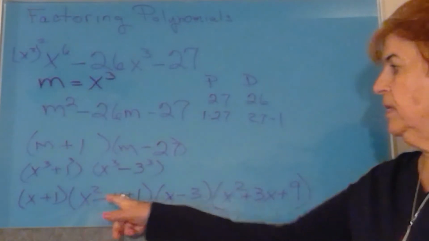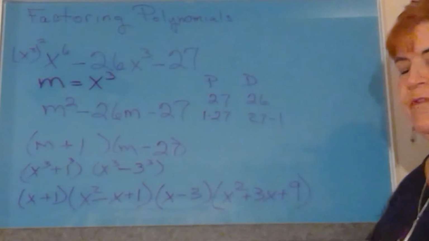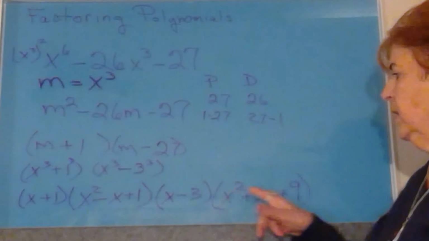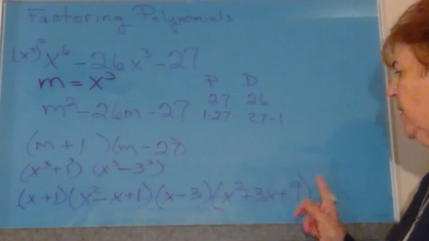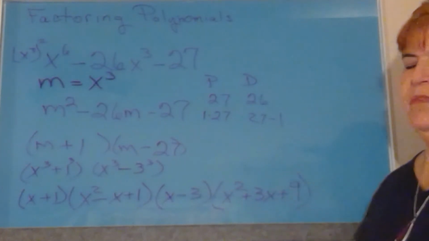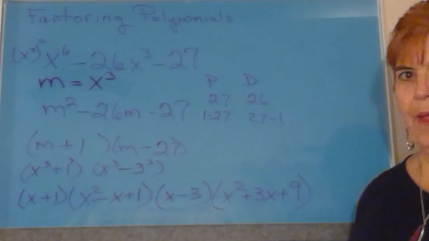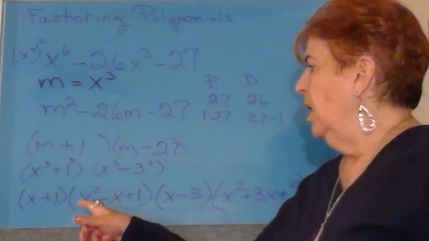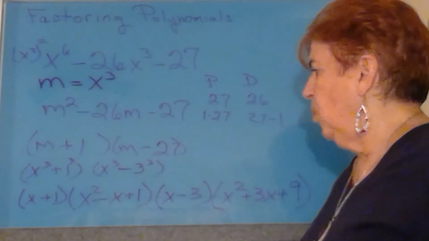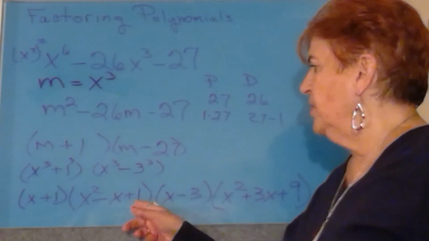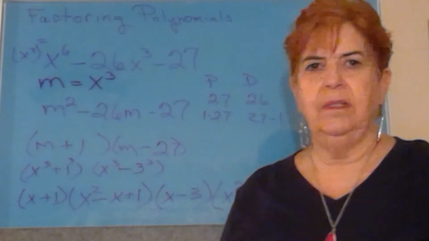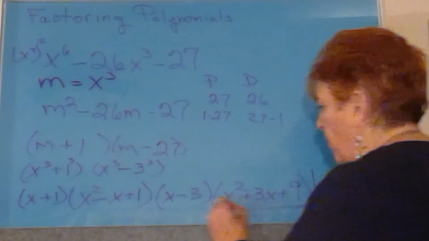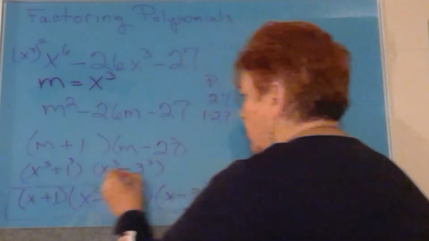You could check these to make sure that they're not factorable, but they're not. Here you would be looking for a product of 9 that has a sum of 3. That's not going to happen. Here you would be looking for a product of 1 that gives you a sum of 1. It doesn't work. So this is the final factored form. You have 4 factors.